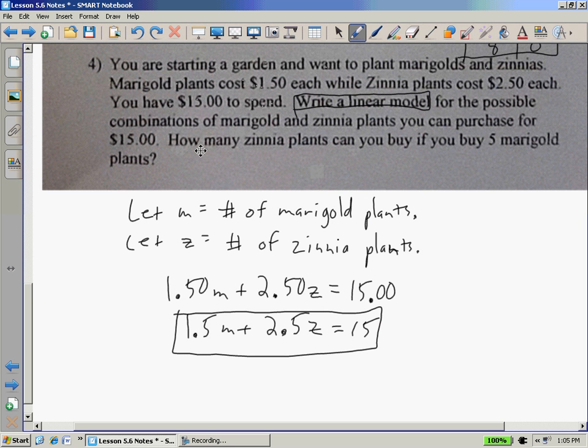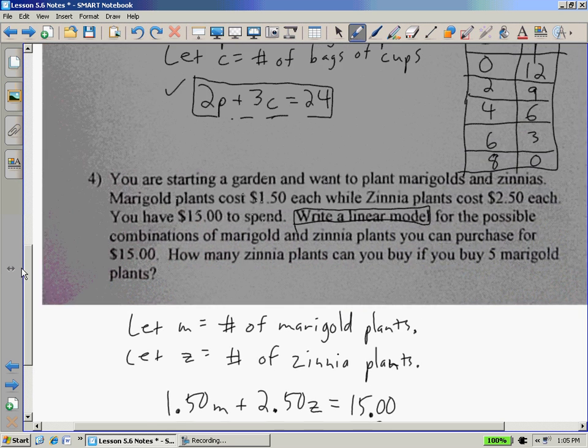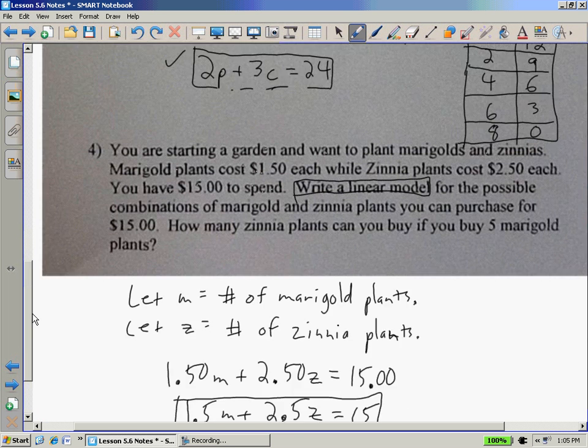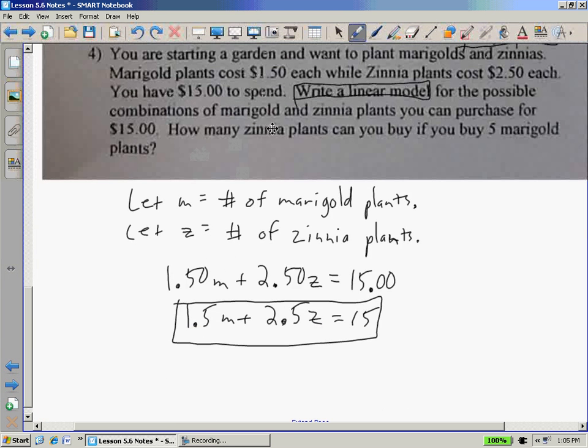And here's the question: how many zinnia plants can you buy if you have 5 marigold plants? Notice in the last question, they asked what are all the possible combinations. Well, we had to list all of them. Here, it's being very specific. How many zinnias? Well, 5 marigolds, we're going to plug in 5 for m. So 1 5/10 times 5 marigolds. And we're going to solve and try to figure out how many zinnias we can get.